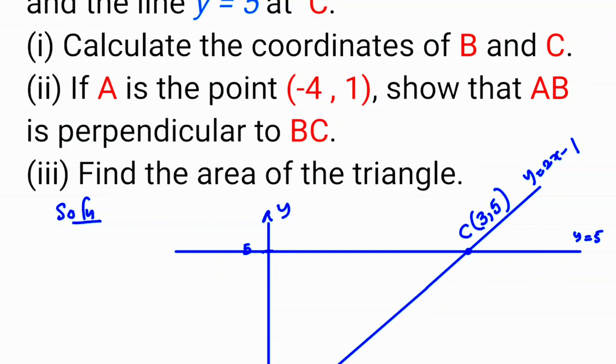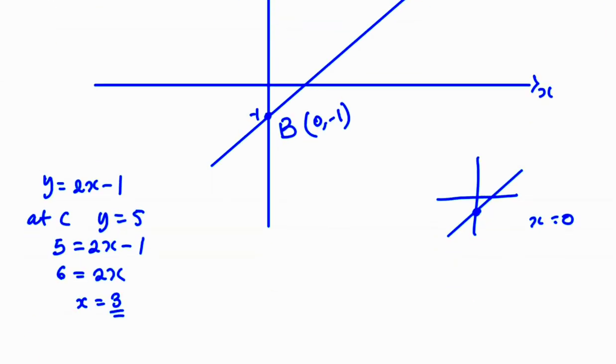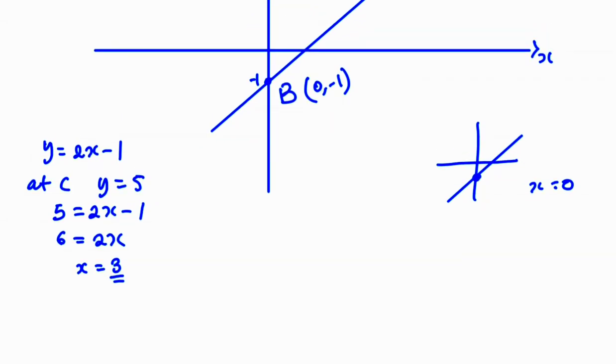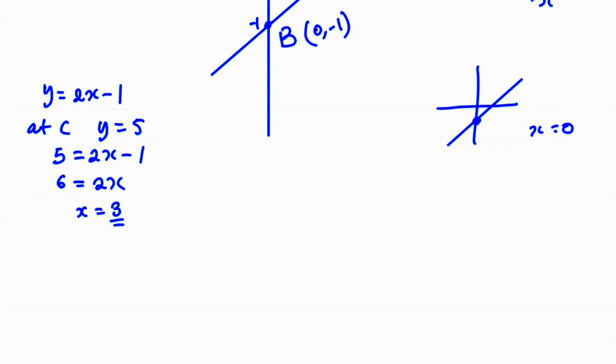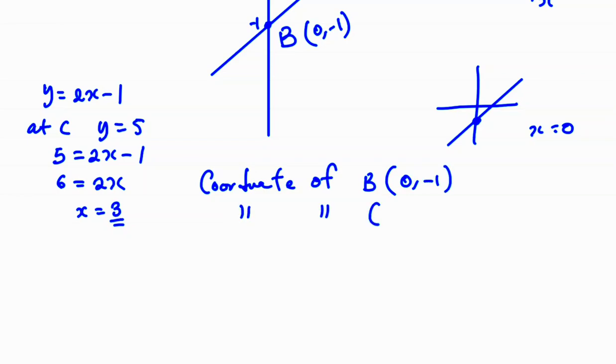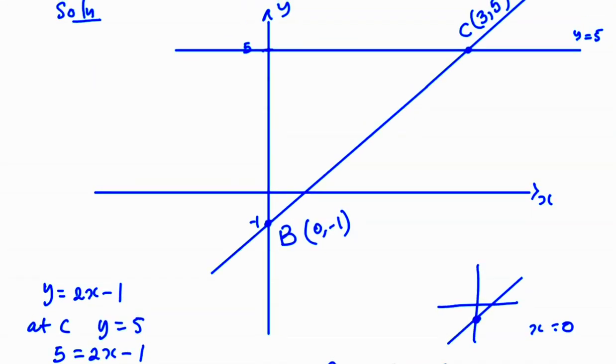Now let's move on. The question says we find the coordinates of B and C. Oh, wow, that is nice. So we've gotten the coordinates of B and C. So therefore, the coordinate of B is going to be (0, -1). Then the coordinate of C is going to be (3, 5). So we are done with the first question.